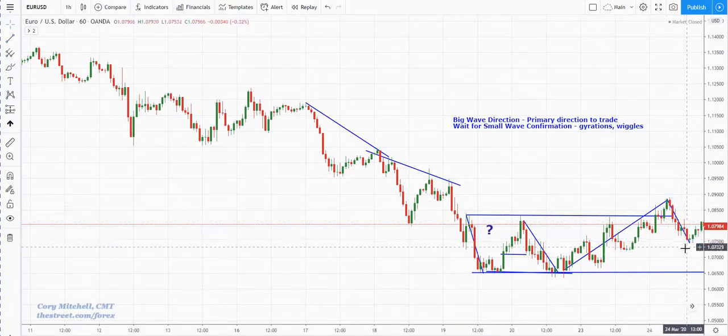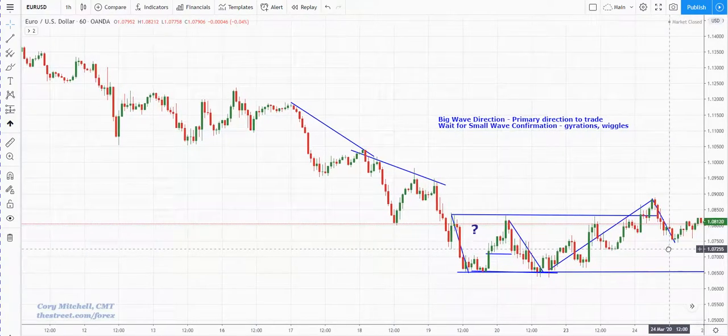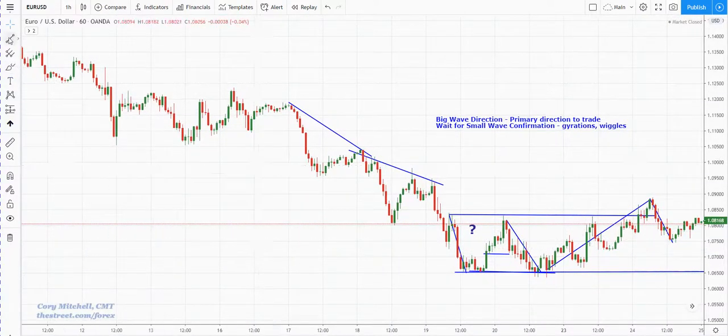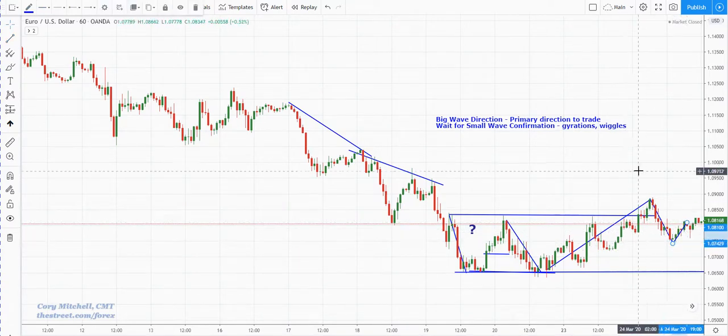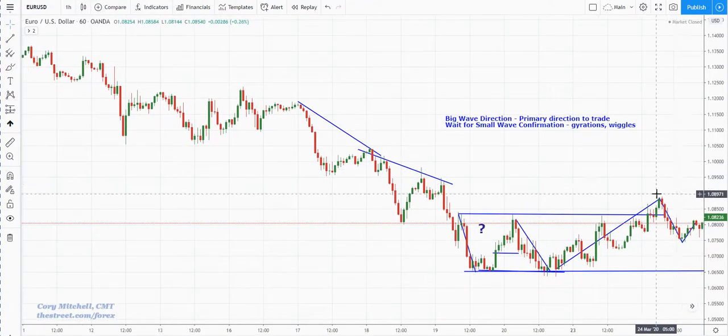Bigger down move. Here we have a little up move. So at this moment here, I'm still thinking, well, this looks a bit sell-off-ish. We've only had a little move to the upside.